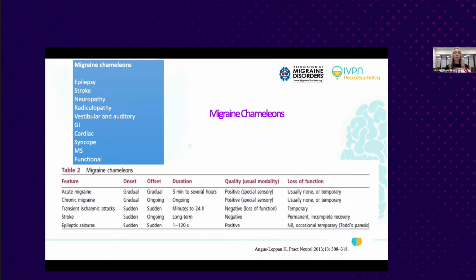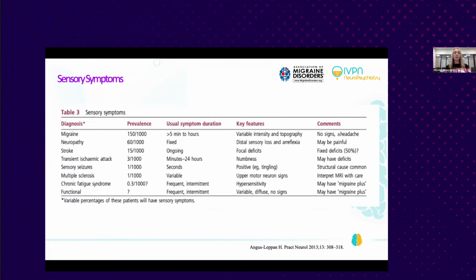But migraine can sometimes look like something else. In that case, we're talking about migraine being a chameleon. Since there are a variable number of symptoms showing up, we can think of epilepsy, stroke, neuropathy, radiculopathy, GI tract involvement, vestibular system involvement, cardiac involvement, something like a syncope, even multiple sclerosis or functional, i.e. psychiatric disorders. Why is it so confusing?